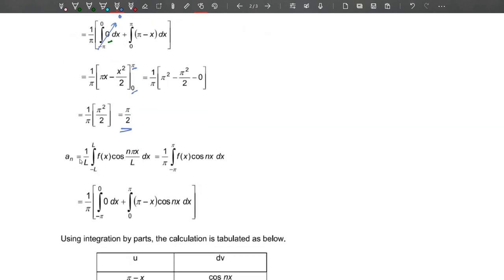Next, calculate for an, which is 1 over L, 1 over pi, integrate from negative pi to pi.